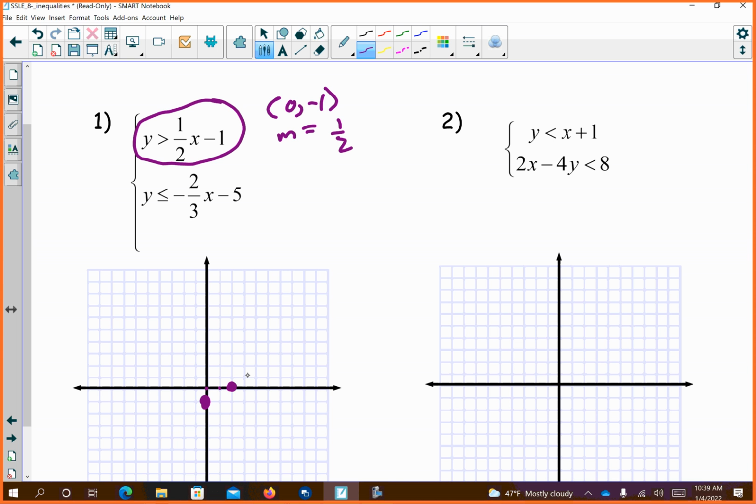Is this going to be a solid or a dotted line? Dotted. Very good. Why is it dotted? Yeah, you don't have that equal sign underneath the inequality sign. Okay, we feel good about that?